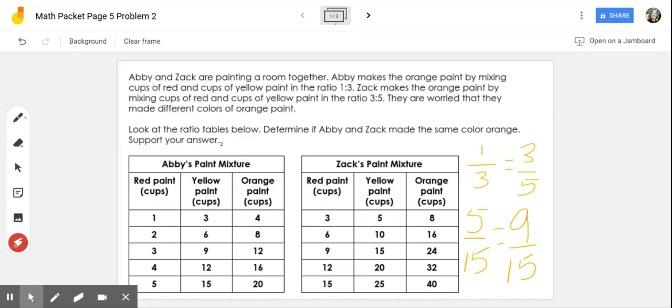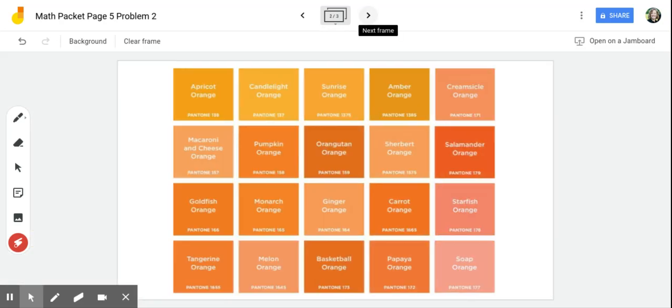And I know that because I'm mixing red and yellow. And when I put more red in, it gives me a darker orange, right? And so Zach's is going to be darker. So look at this. I found these cool colors. Look at what they're called. These are different shades of orange. Look, macaroni and cheese orange. And what's another one? Goldfish orange, right?